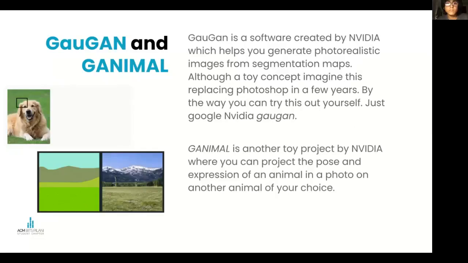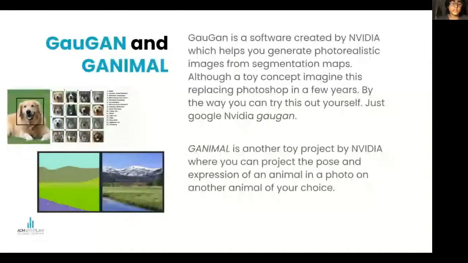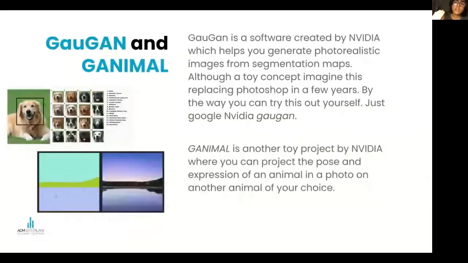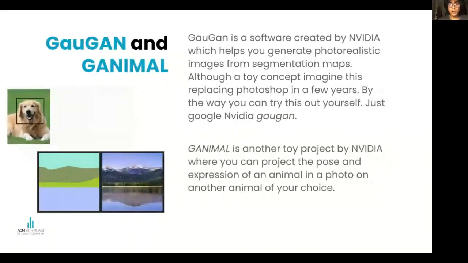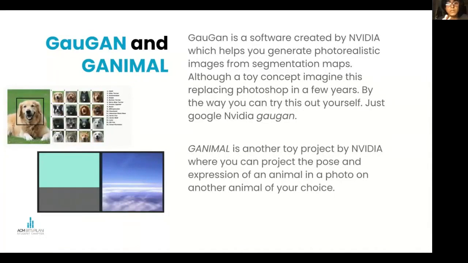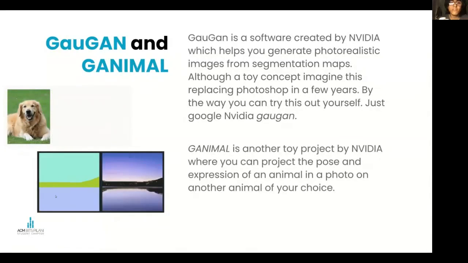So moving on, this is GauGAN and GANIMAL. Think about this. You make a really crude drawing, and by some sorcery, it gets converted into a photorealistic image which looks beautiful. That's exactly what GauGAN is. It is software created by NVIDIA, and it will help you create photorealistic images from segmentation maps. We'll get to that when you start exploring AI a bit. But for now, it converts crude drawings into great images.